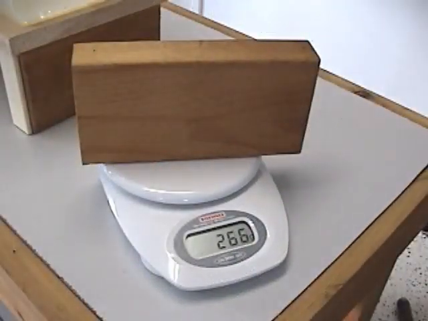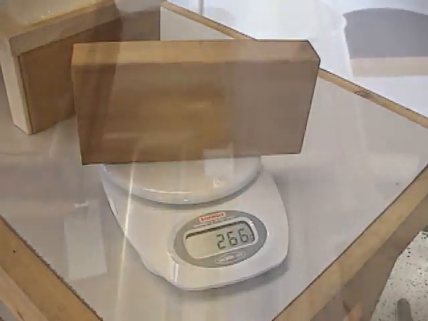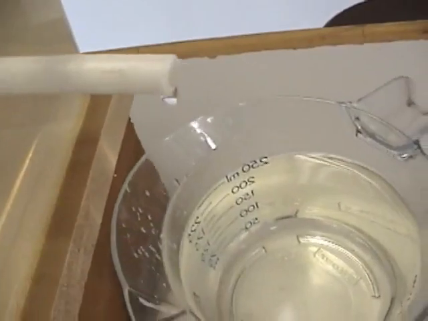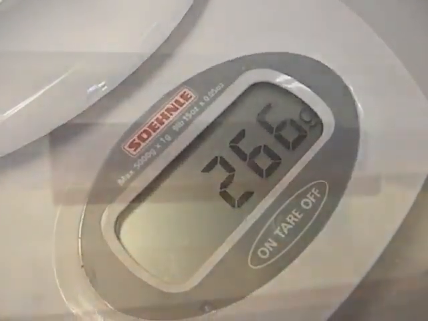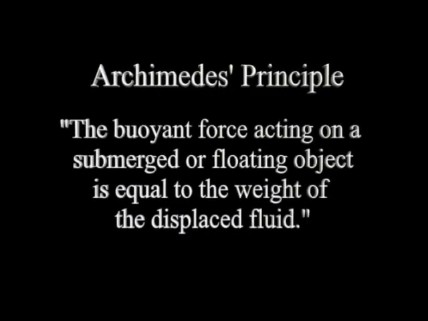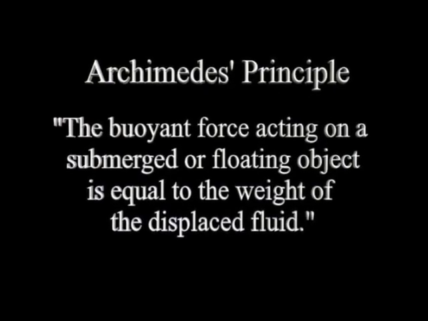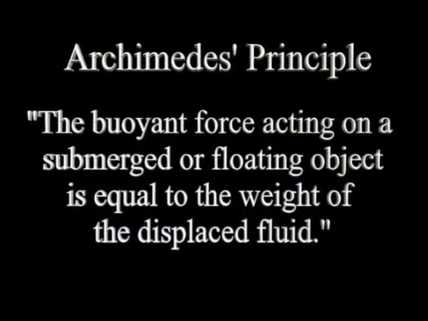Do you remember the weight of the wood block? It was also 266 grams. The floating wood block and the displaced liquid weigh the same, 266 grams. This is not a coincidence. This is Archimedes' principle. The weight of the displaced liquid equals the weight of the floating object. Or, more precisely, the buoyant force acting on a submerged or floating object is equal to the weight of the displaced fluid.